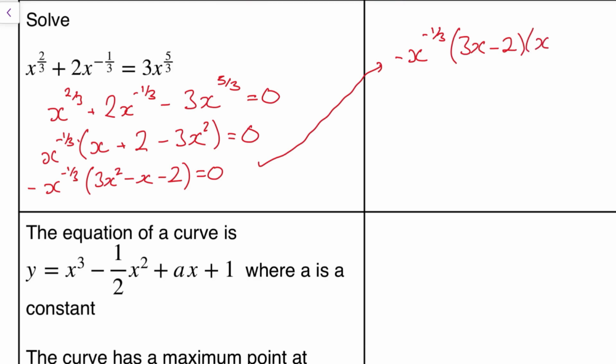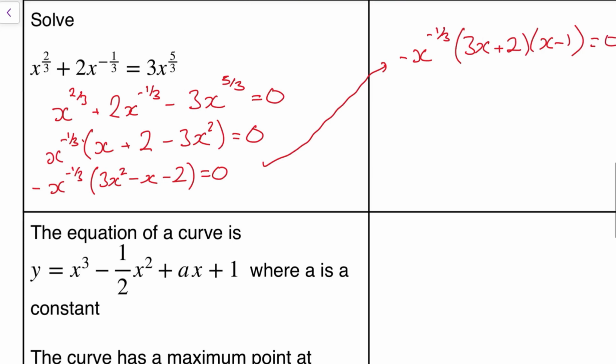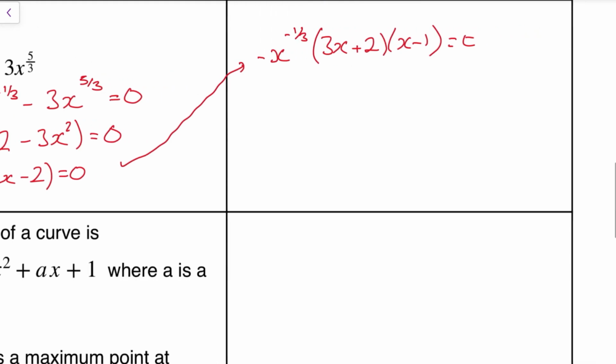Is that right? No, actually it's going to be plus 2 and minus 1. Let's just check that. So 3x times x is 3x squared. 3x times minus 1 is minus 3x plus 2x minus 2. Yeah, that's correct. And that equals 0. Let's move over here. So that equals 0.